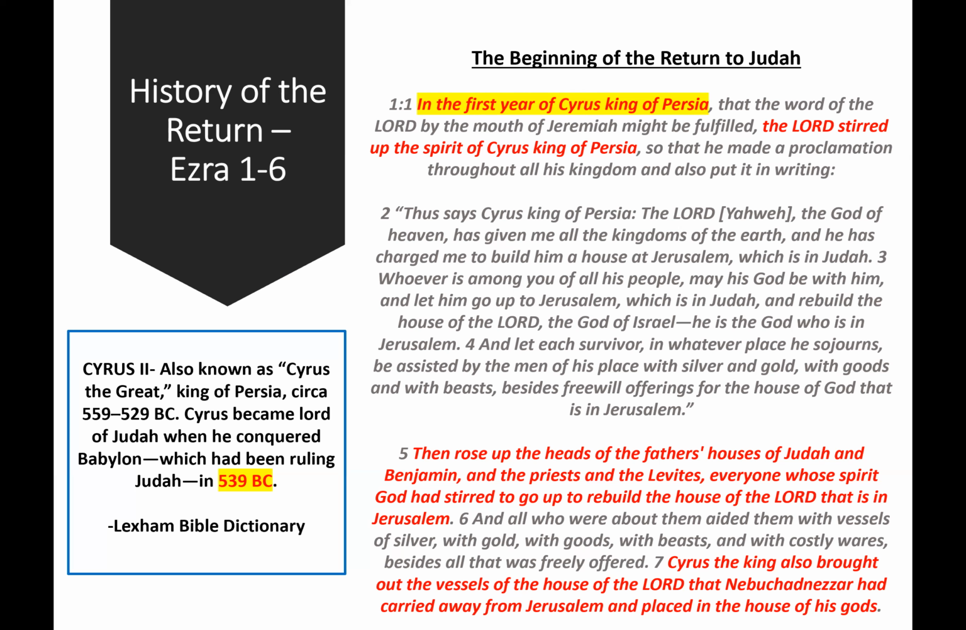So here, when Jerusalem was sacked, Nebuchadnezzar and his army took everything away. Now Cyrus the king is restoring those things to the people to take back to Jerusalem and place in the new temple.